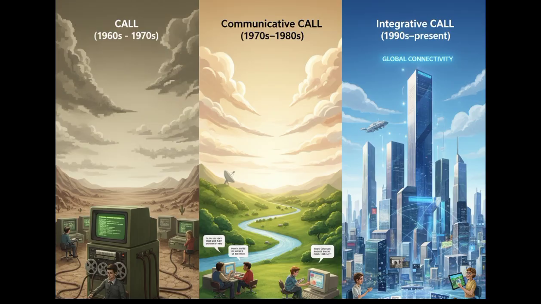Elaborate 3 stages of CALL. 1. CALL, 1960s until 1970. The first stage of computer-assisted language learning is called behavioristic CALL. This stage was influenced by behaviorist theories of learning, which believe that learning happens through repetition and reinforcement.